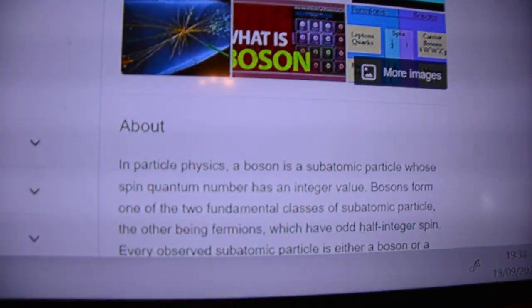Oh, here we go. We got more about it. Let's move. What is a boson? In particle physics, a boson is a subatomic particle whose spin quantum number has an integer value. What does that mean? Bosons form one of the two fundamental classes of subatomic particle. Right, let's think about this. What is this actually saying?